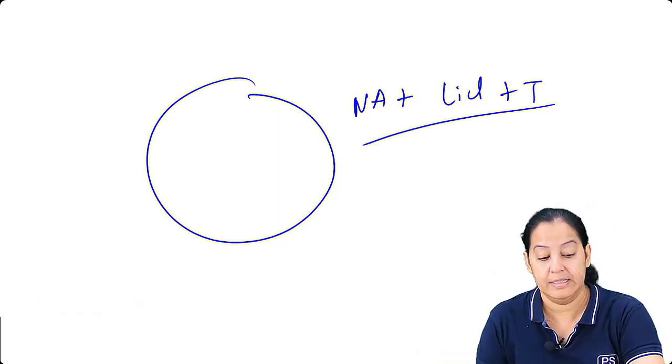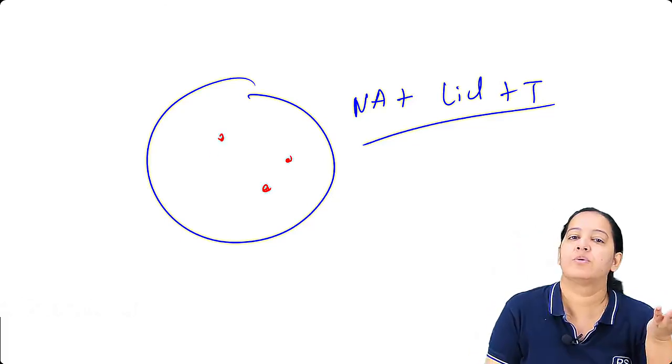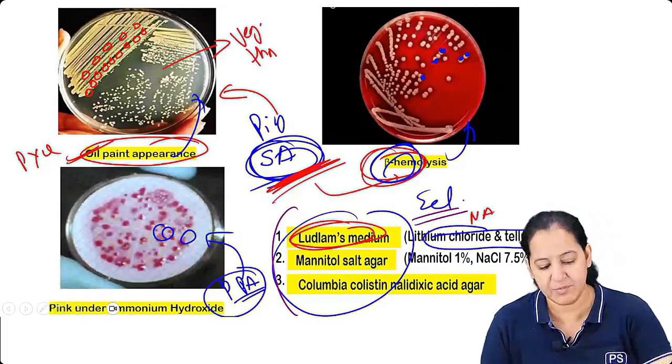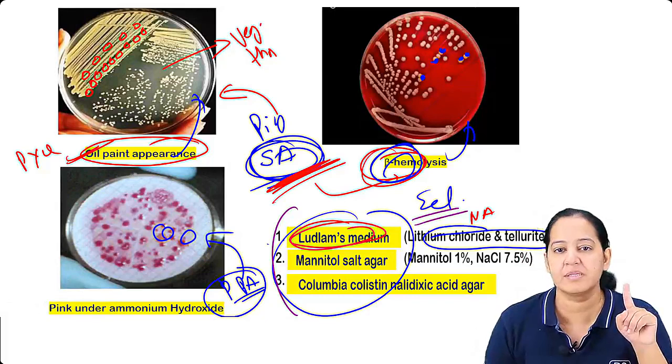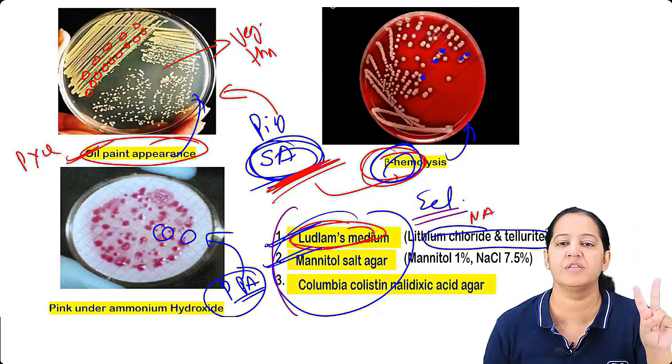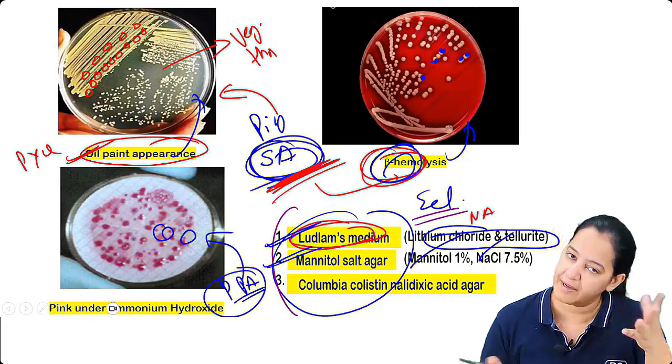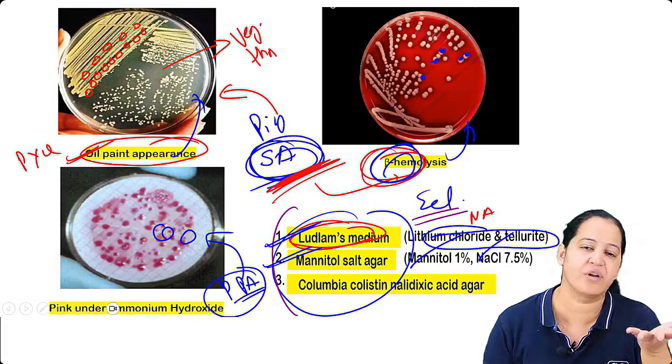Only staph aureus will grow. So it becomes selective for staph aureus. समझ में आई क्या बात? So this is Ludlam, number 1. Number 2, mannitol salt. Again nutrient agar में 2 चीजें मिलाओ, mannitol and salt. So it becomes selective for staph aureus. Only staph aureus will grow, others will not grow.